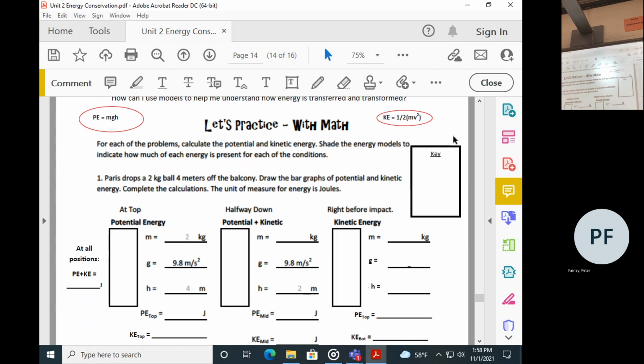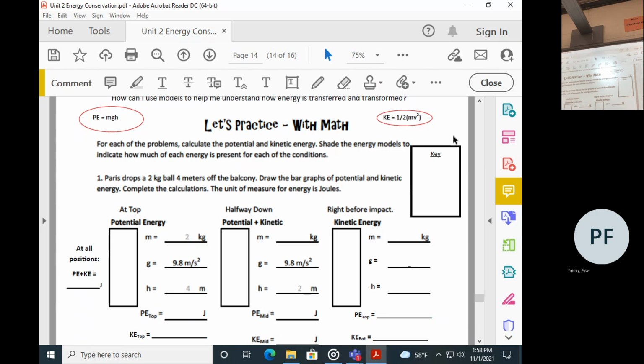On the test, I'm going to give you these equations. You don't have to memorize them, but you have to know when to use the right equation, and you have to know how to use it, don't you? Okay? So we're going to practice that right now.